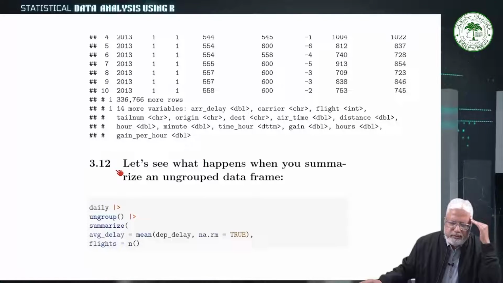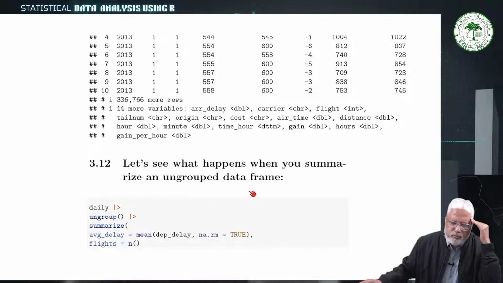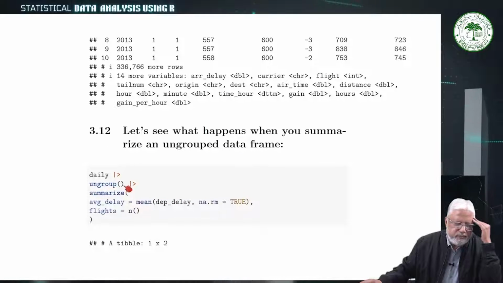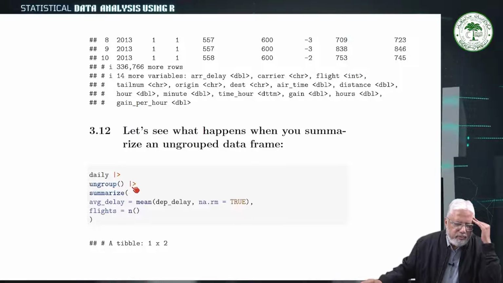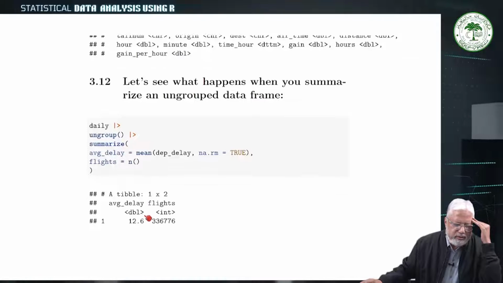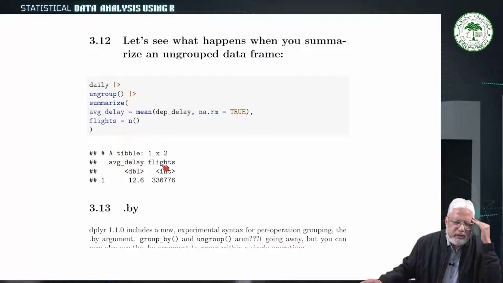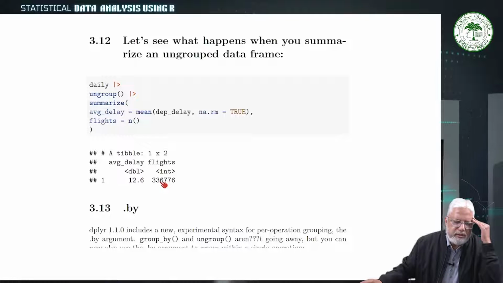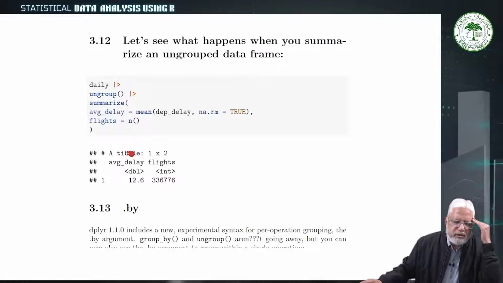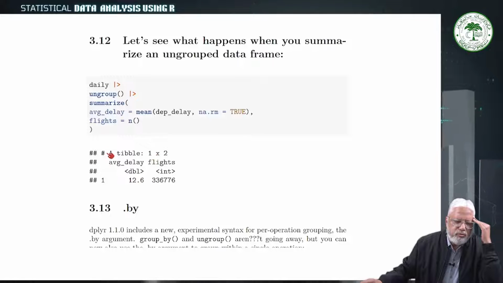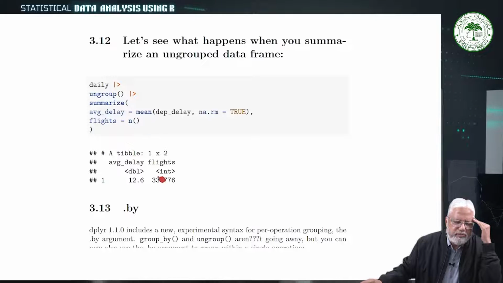Let us see what happens when you summarize an ungrouped data frame. Here, daily, then ungroup, and then summarize. So this is the result. Average daily flights is this one. If it is ungrouped, it is giving a single result. So without grouping, it gives the single result.